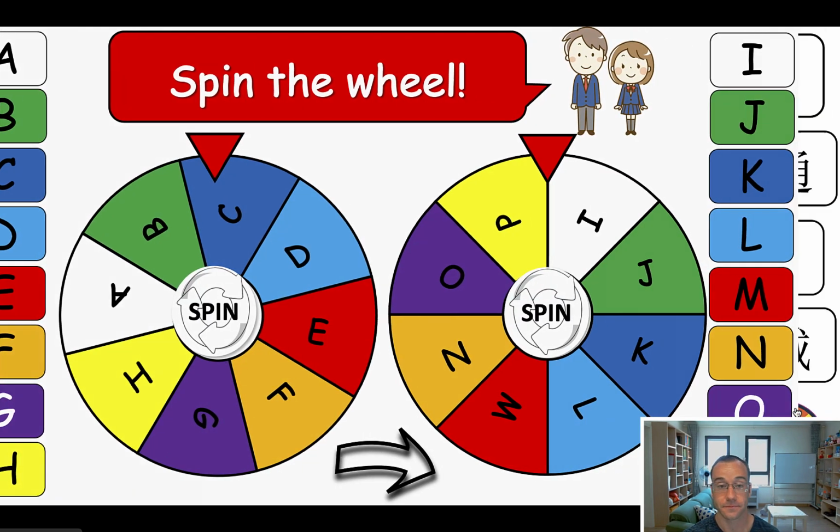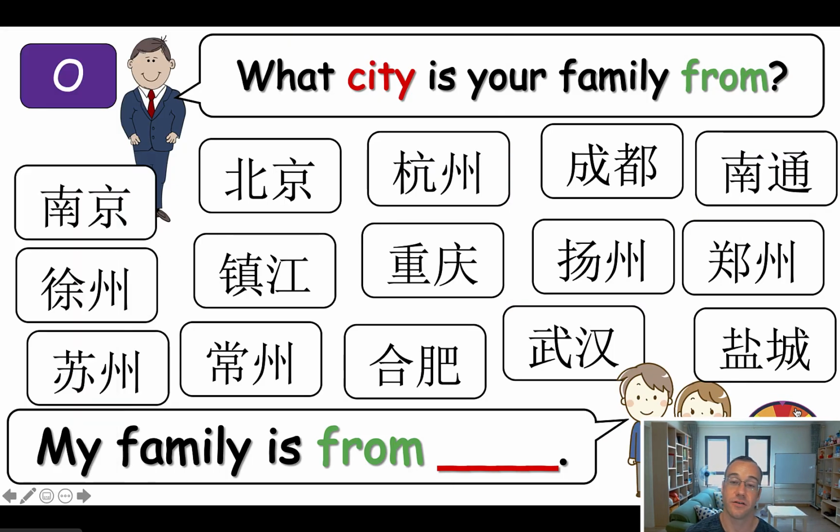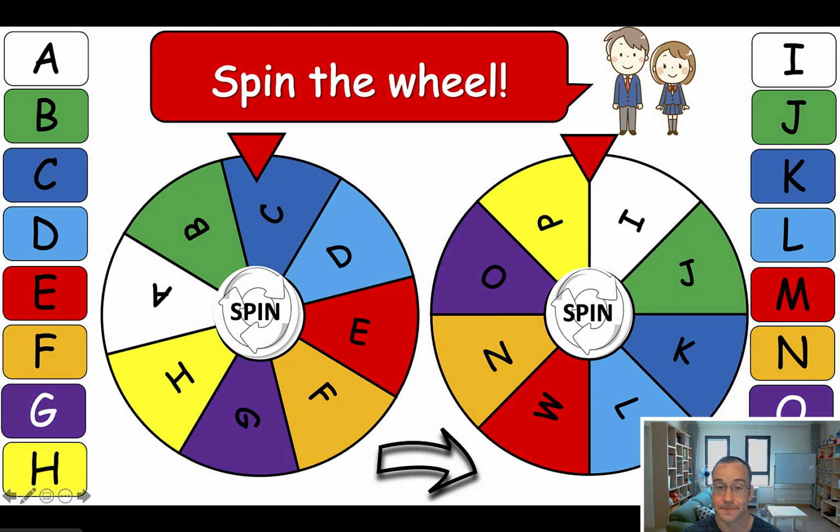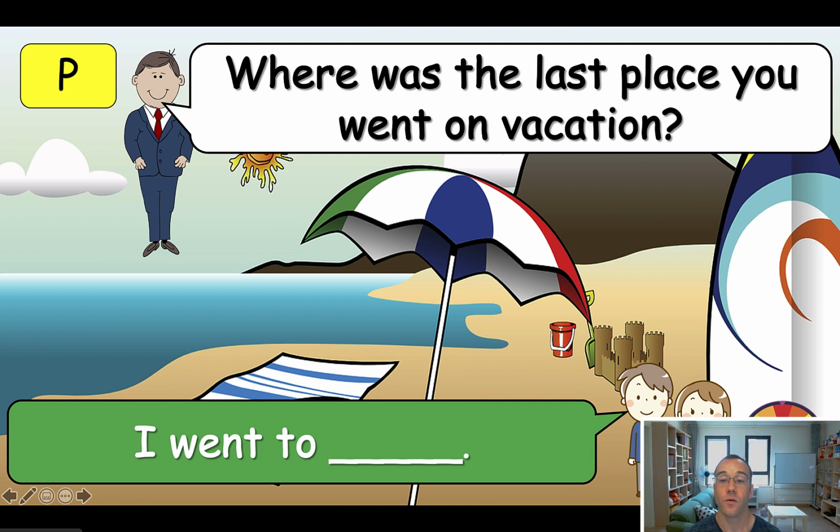O, what city is your family from? And P, where was the last place you went on vacation? And I'll tell them, I went to Yunnan province. Now, where did you go?